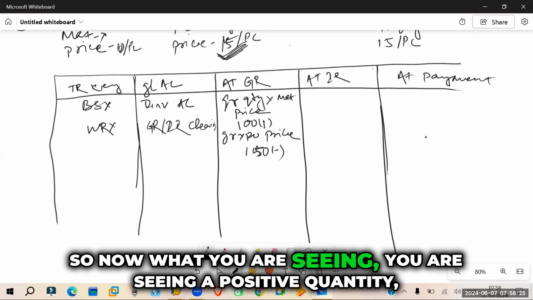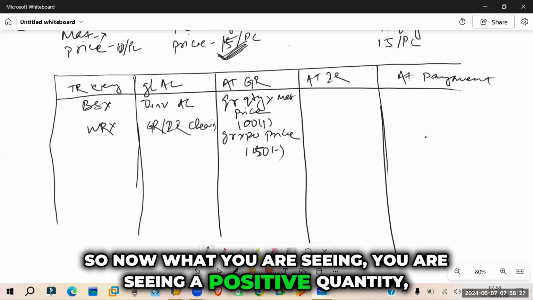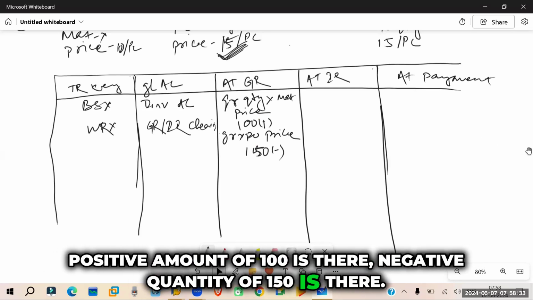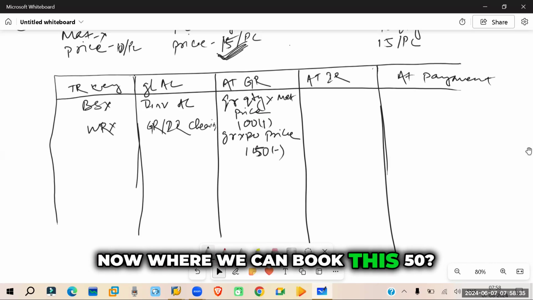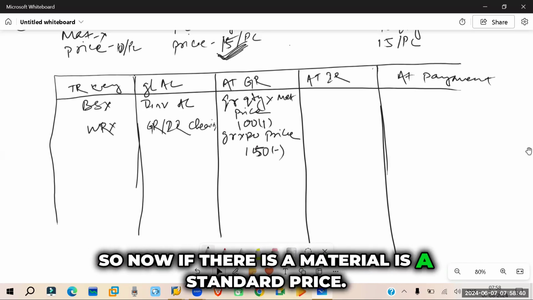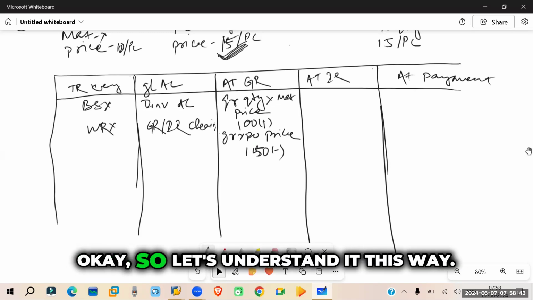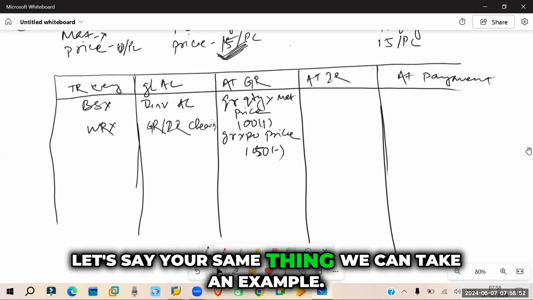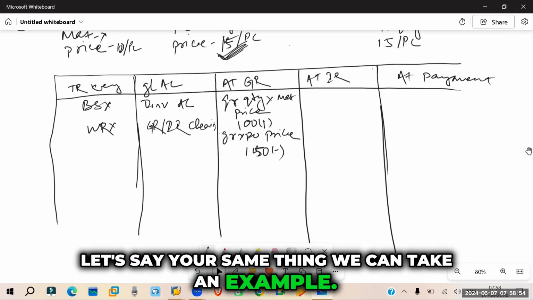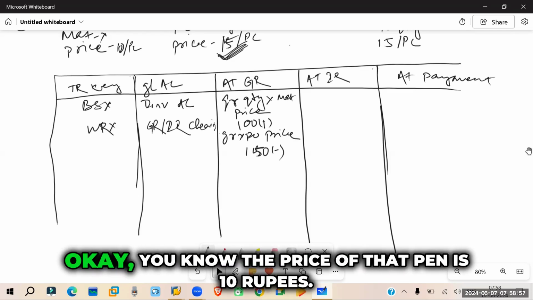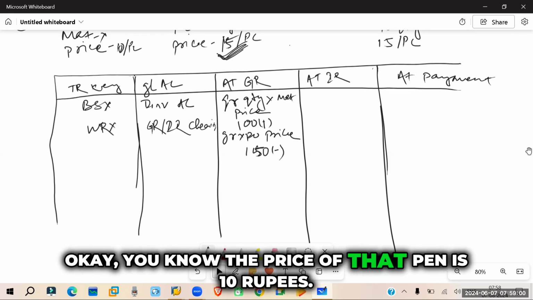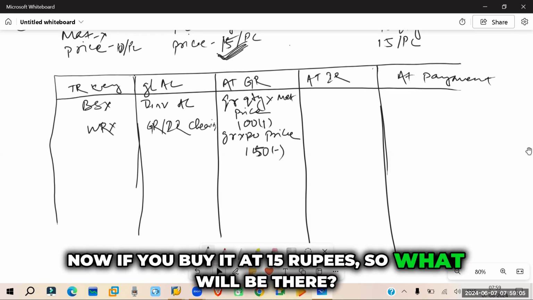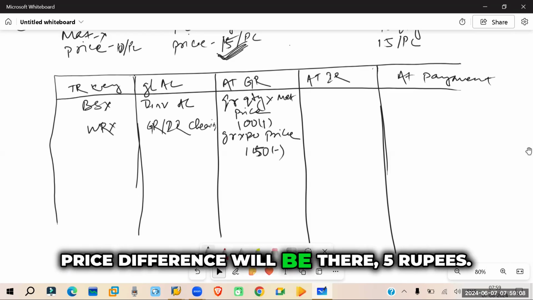So now what you are seeing is a positive amount of 100 and a negative amount of 150. Now where can we book this 50? If the material is at a standard price, let's understand it this way. Let's say you are purchasing a pen. You know the price of that pen is 10 rupees. Now, if you buy it at 15 rupees, what will be there? A price difference of 5 rupees.